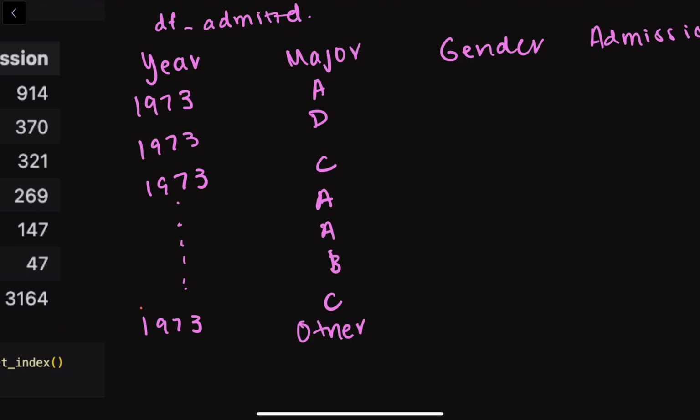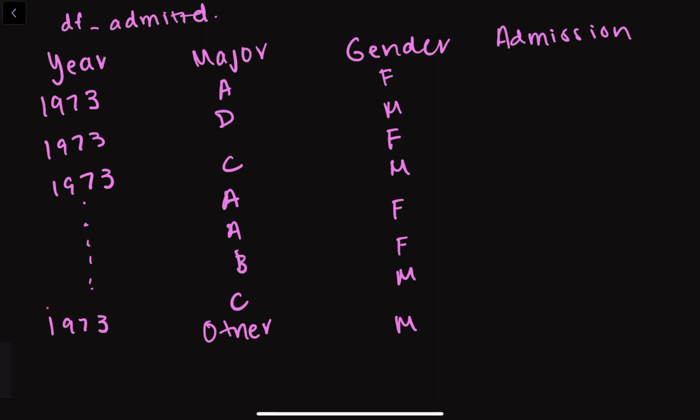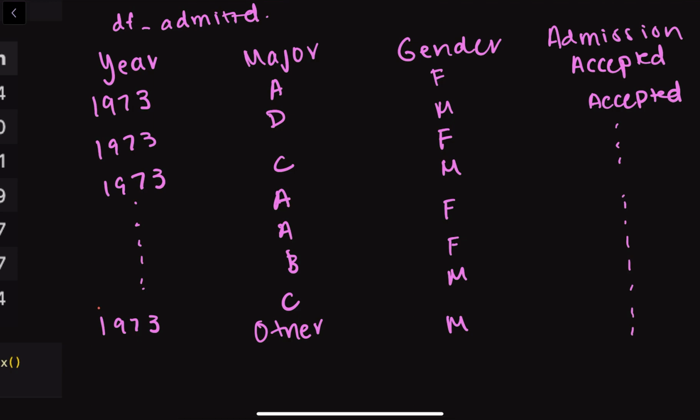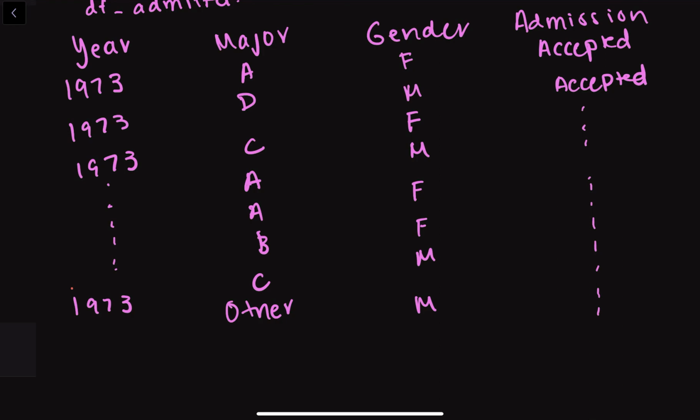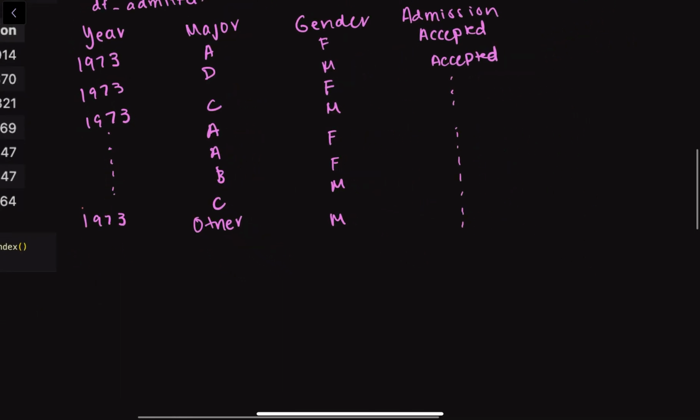Okay, the gender as well, let's give them all arbitrary genders, male, female, female, male, male. And the admission is going to be accepted for everyone because we already filtered out only the accepted people into our data frame DF admitted. Okay, so what group by is going to do is first, essentially, it's going to organize all of our rows into whatever we're grouping by. So let's say we're grouping by major.